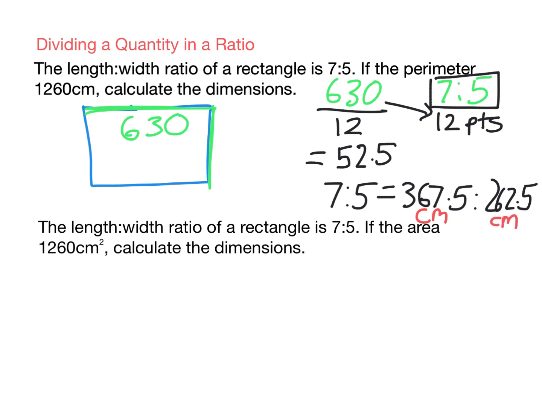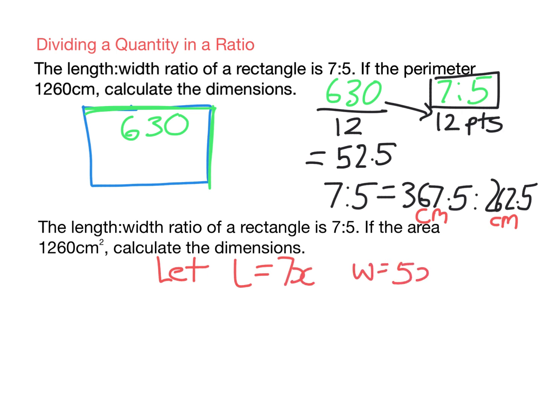All right, let's try a similar but harder question. So we have another rectangle. The length to width ratio is 7 to 5, but this time the area is 1260 and we're going to calculate the dimensions. So this is a bit harder because we're not saying that the quantities add to 630, they actually multiply to 1260 here. So what we do is we're going to let the length be 7x and the width be 5x.